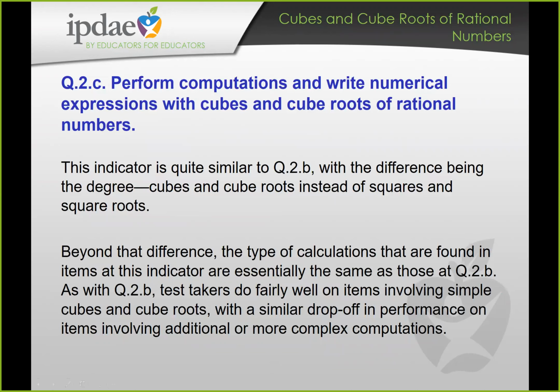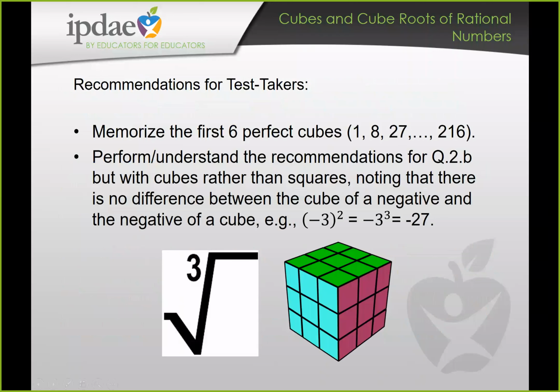So we're going into this indicator. This time we're going to apply the same thing with cubing. So same procedures, same things students are struggling with. They can do cubes and cube roots, but the problem is when you mix them up with other operations, that's when they start getting confused. All the more we have to teach them by working off different problems using these cubes. Again, they have very similar recommendations. Have the students memorize the first 6 perfect cubes, just so it makes the computation a little bit easier.